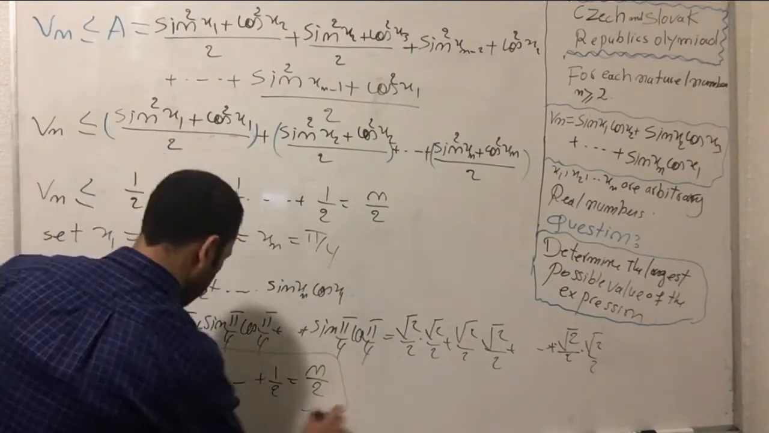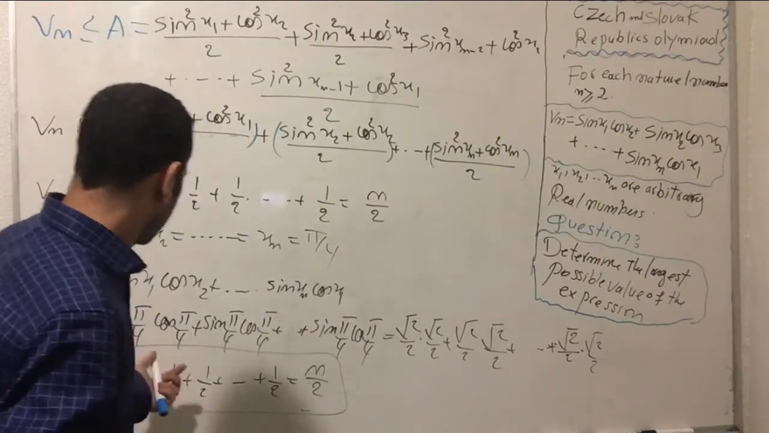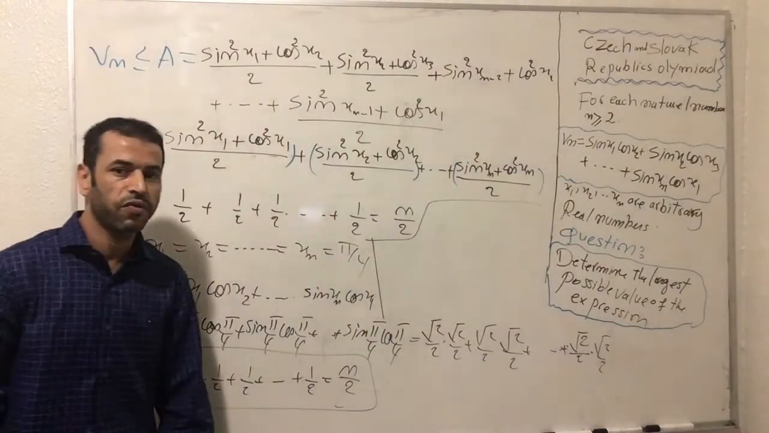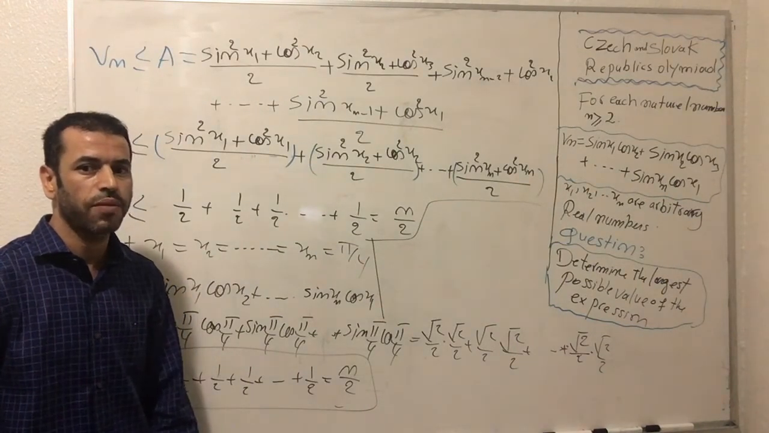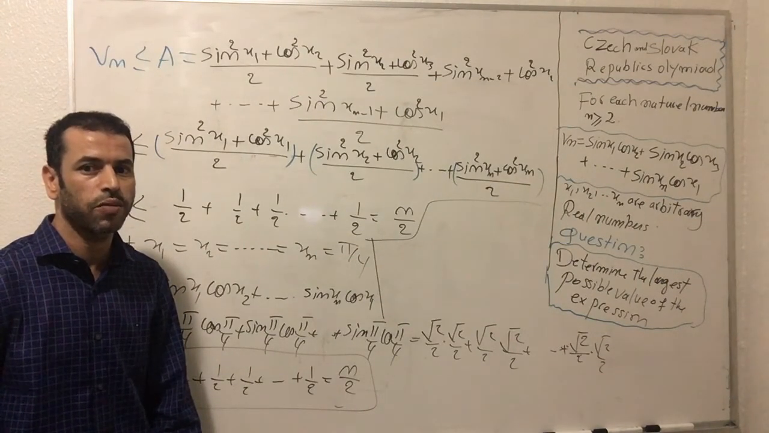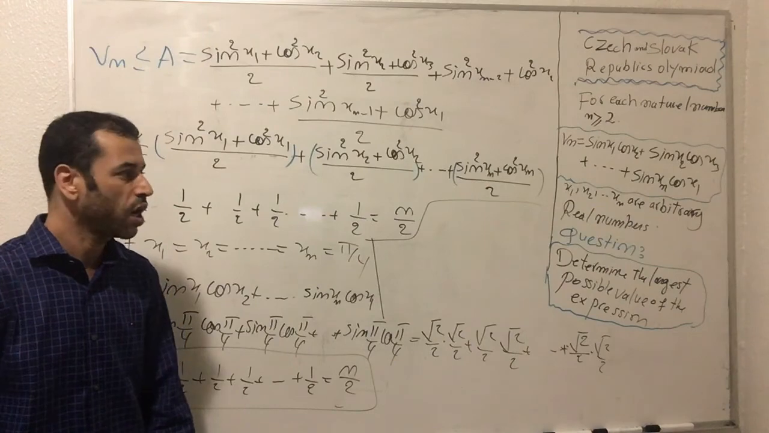Okay, as you see here, I found the same value, which is n over 2. So Vn is taking n over 2 as a maximum number if x sub 1 equal to x sub 2 equal to x sub 3, and all the way down until you get the last term, x sub n, equal to pi over 4. Okay, I have done with this problem.